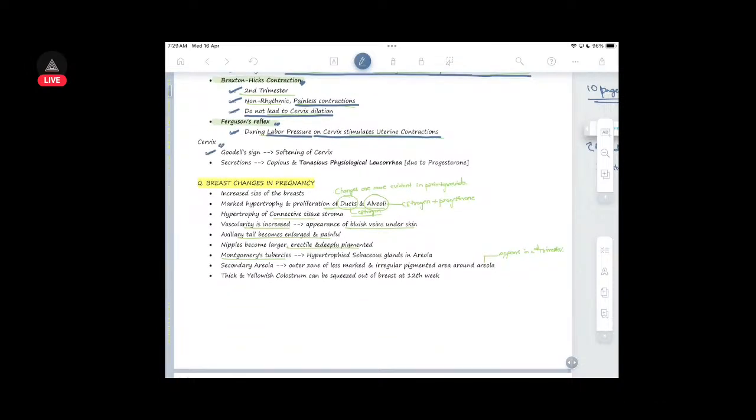Cervix: you have Goodell's sign and secretions. Goodell's sign is softening of the cervix. Secretions: you have copious and tenacious physiological leukorrhea due to progesterone.